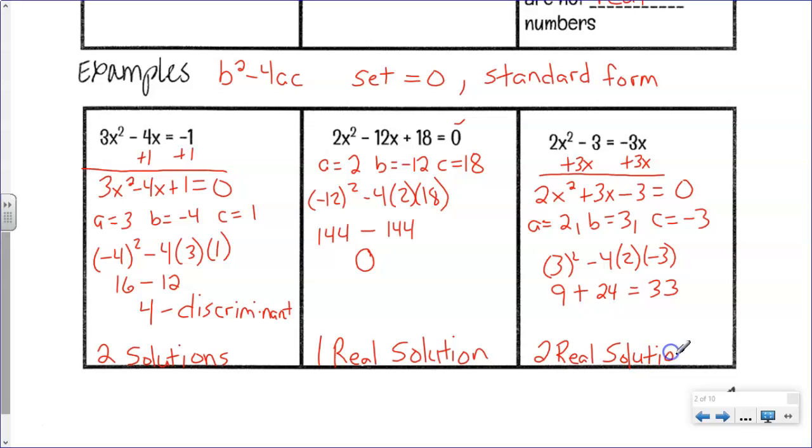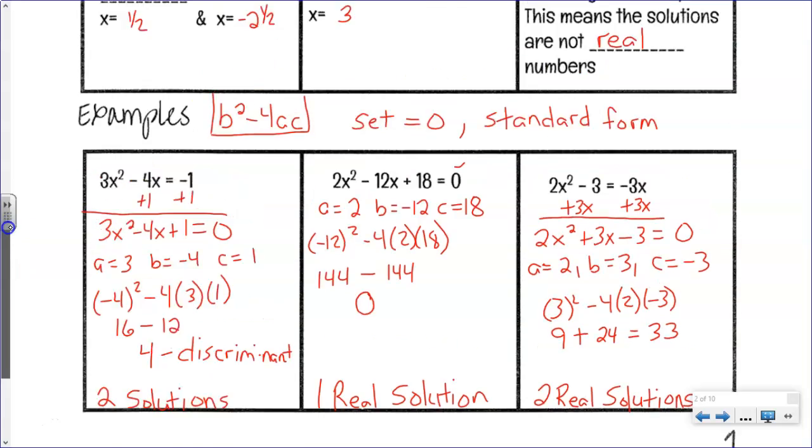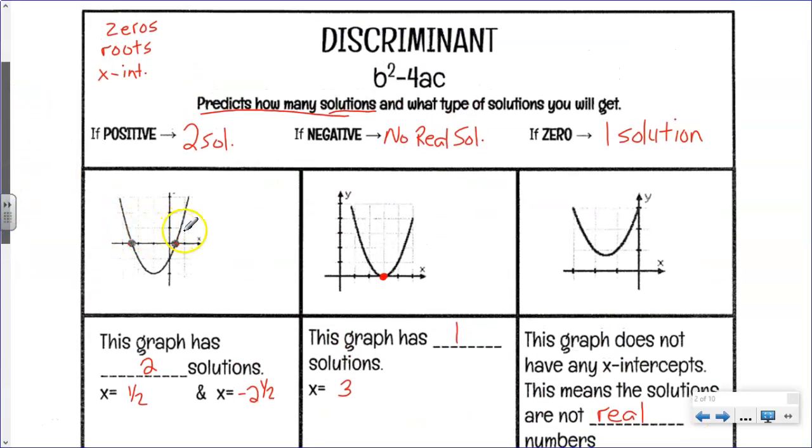We'll find out why this discriminant is important later, but right now you need to know that b squared minus 4ac gives me how many possible solutions there are, and the solutions is where the graph crosses the x-axis. We can have two solutions, no solution, or one solution.